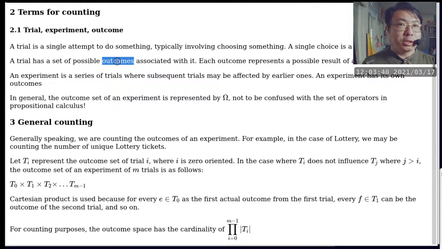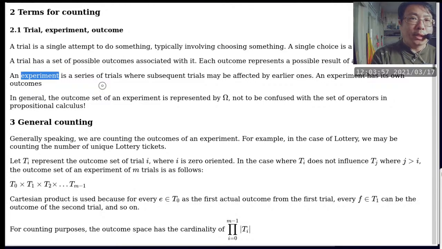Do we have any questions about what a trial is and what are the outcomes of a single trial? Okay, I'm not seeing any questions in the text channel, so we're going to move on and continue.